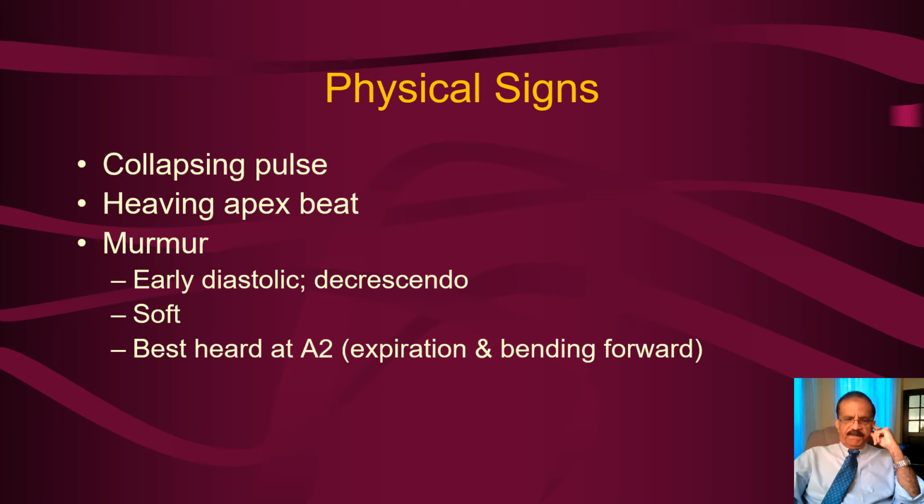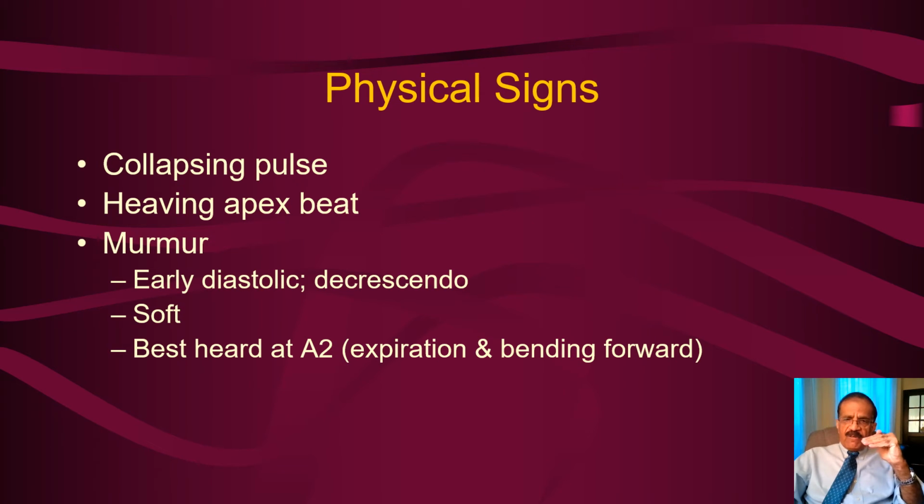Then there is a murmur. This murmur is early diastolic. Remember I explained, if there is regurgitation, if the aortic valve doesn't close, only in the initial part of the diastole there is a significant pressure gradient between the aorta and the left ventricle.